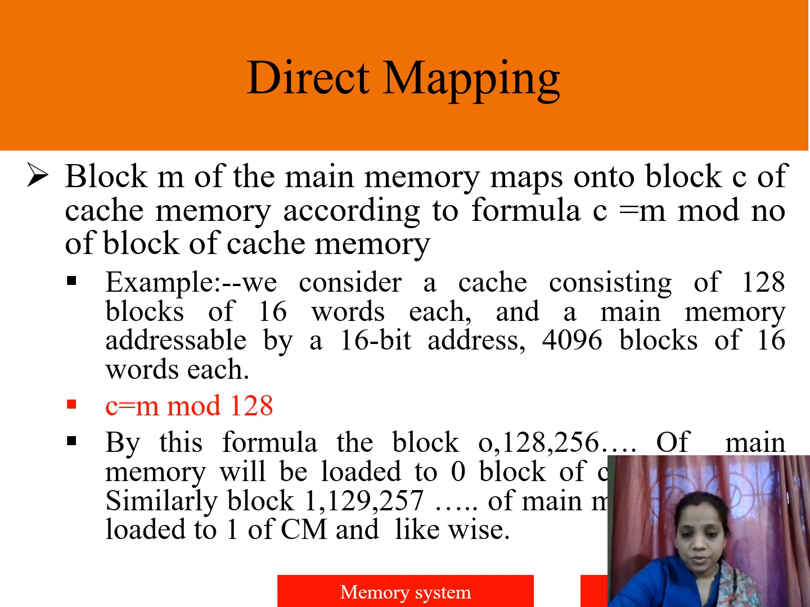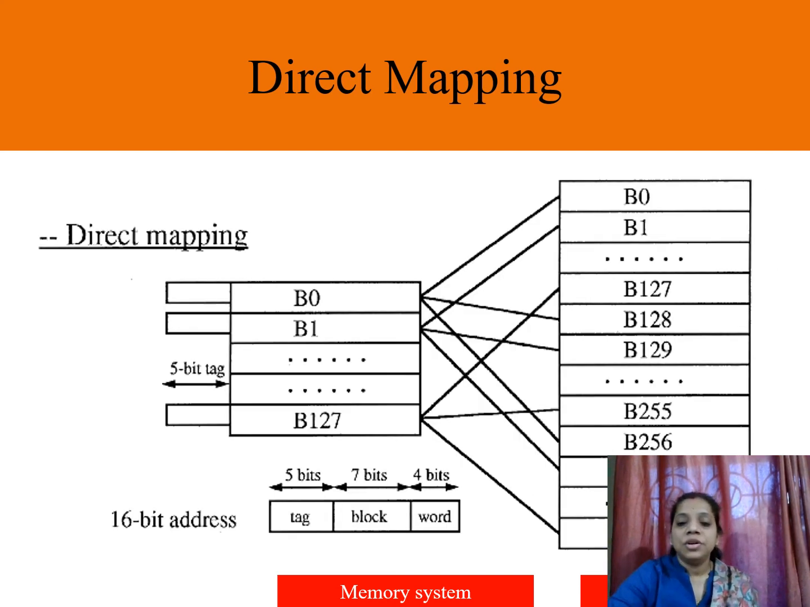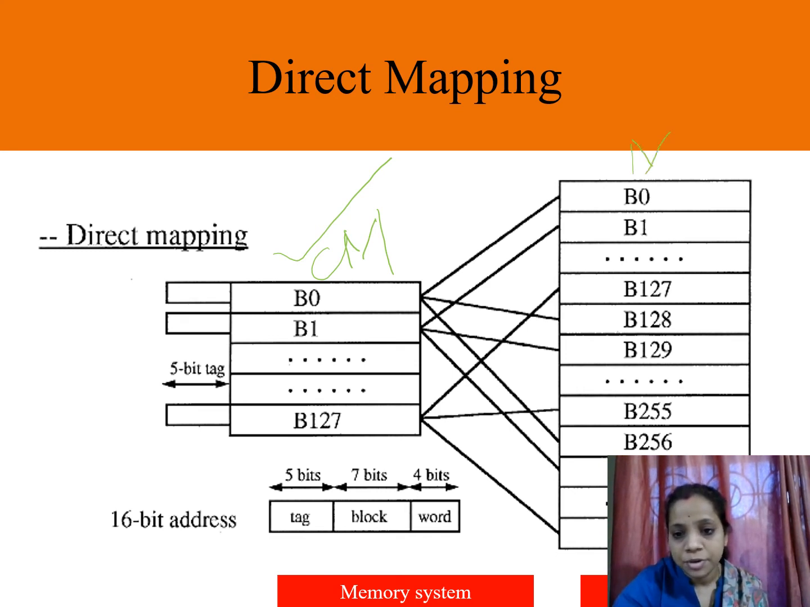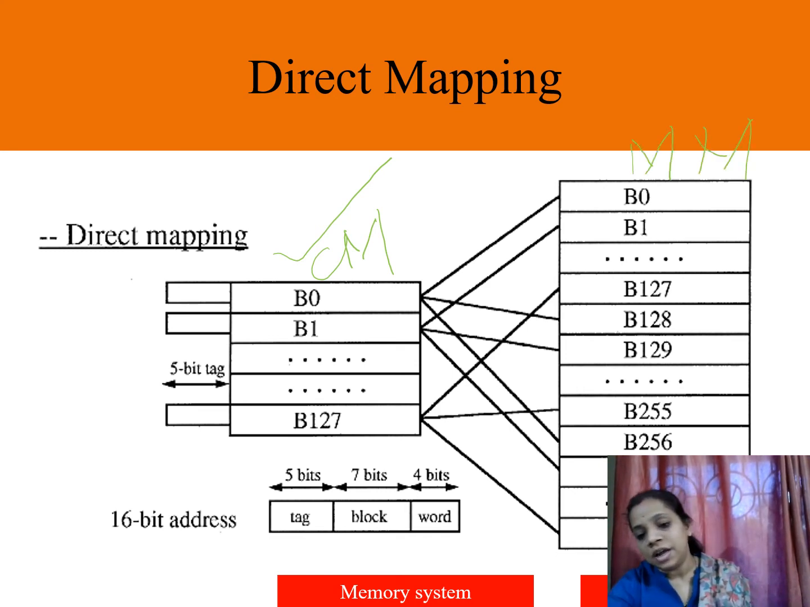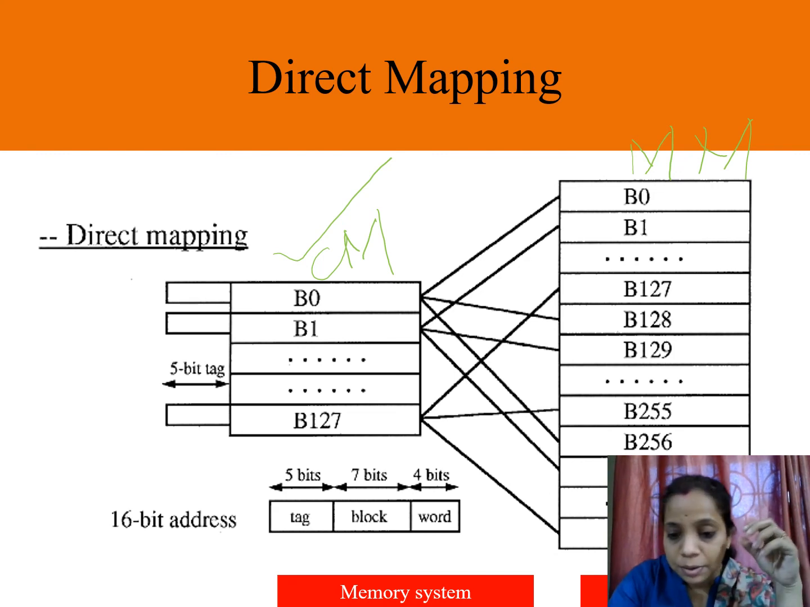Just we'll move to the diagram. Dear students, just see the diagram. Here there is a small cache memory, as you can see, this one, and the big one is your main memory. The question is that a particular block of main memory will be mapped to the cache memory. Now the question is where it will be mapped.